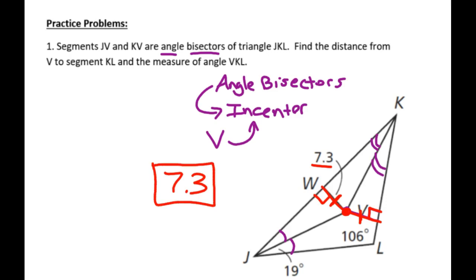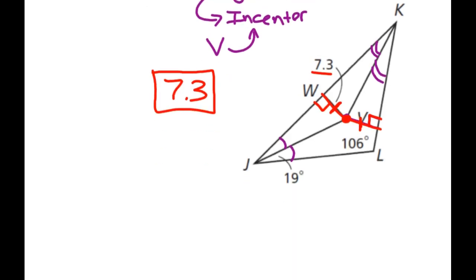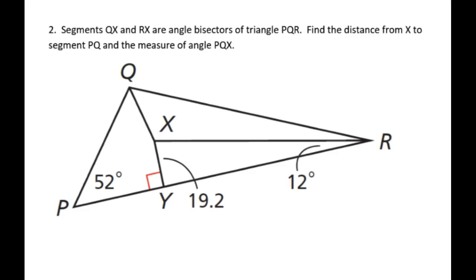Now, is that easy? Yes, if you know something about incenters and angle bisectors. So again, if you see angle bisectors, it makes an incenter, so these little segments to the sides are going to be equal, 7.3. Easy? Yes. Okay.